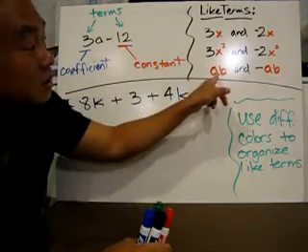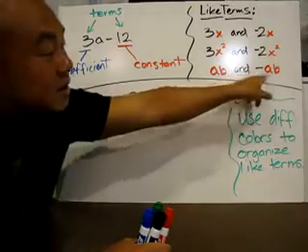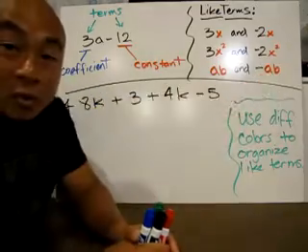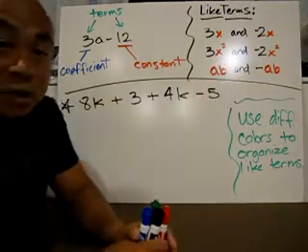Next one right here. Here I have AB and here I have negative AB. Again, both have the same variables. These would constitute like terms.